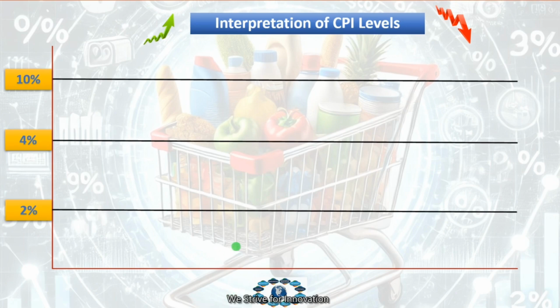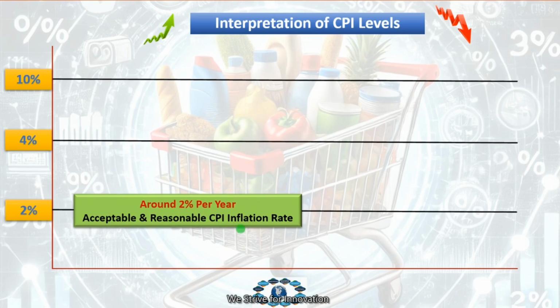So if it is around 2%, it's considered an acceptable and reasonable CPI. This is often considered the target inflation rate by many central banks, including, of course, the Federal Reserve in the United States and the European Central Bank. A 2% inflation rate is seen as a sign of a healthy economy, where prices are rising steadily, allowing for economic growth without eroding purchasing power too quickly.